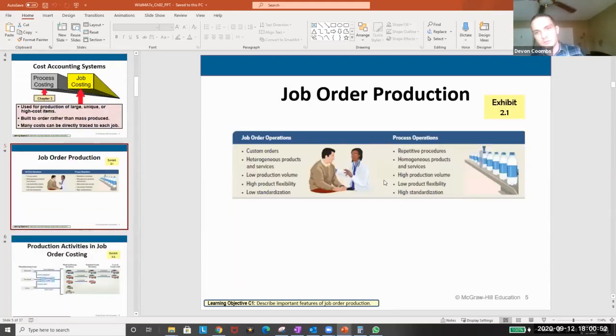And so what is job order production? They're going to be these custom orders for non-similar heterogeneous products and services. It's not going to be a large production volume. It's going to be a lot of flexibility within the product, a lot of customization, and a little standardization. On the process operations, so the job order, they're using an example here of a doctor appointment. That's pretty custom, right? You need a doctor specific or a surgery specific to you. While the process operations are using examples of bottled water. Hopefully you're not going to get too much of a difference between one bottle of water and the other.